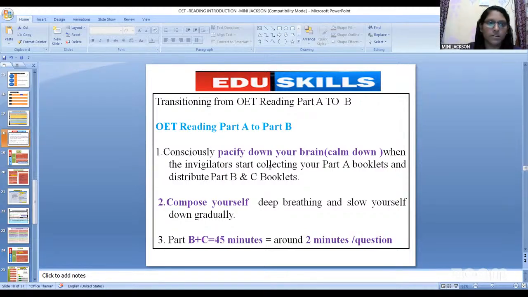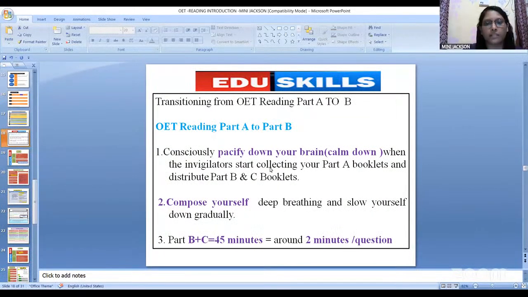So now we are moving to the reading part B. We know that the separate booklet will be collected after 15 minutes, and then we will move to B and C with one booklet. So here is the transition from OET reading part A to B. Part A was the fast reading, which you have to complete, all 20 questions, within 50 minutes.